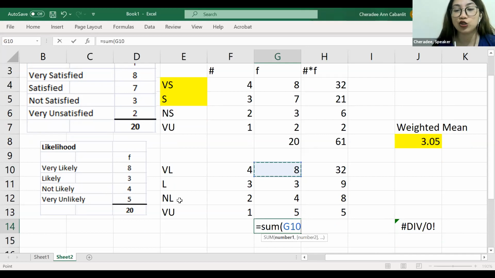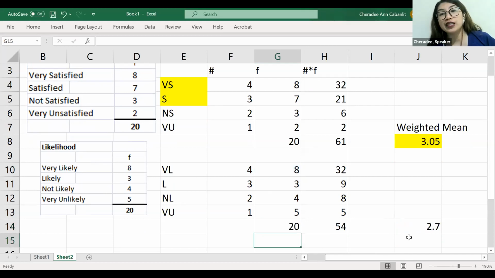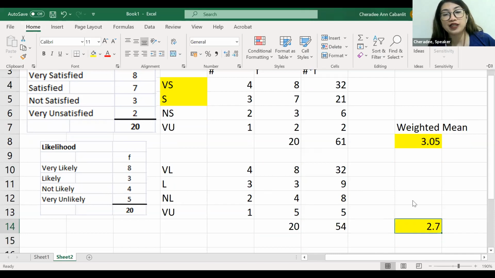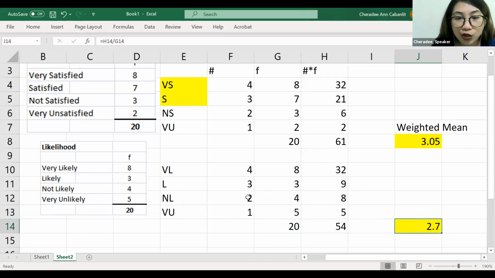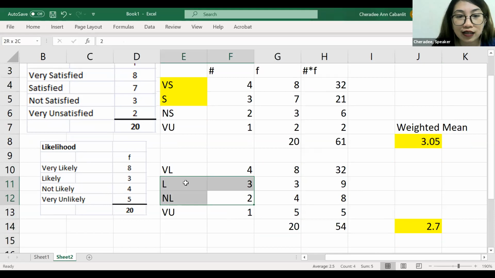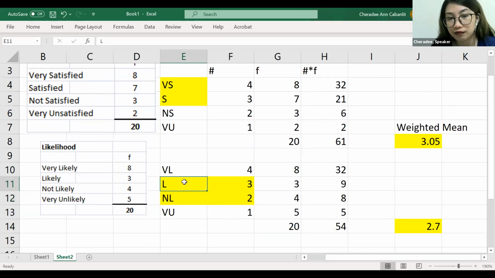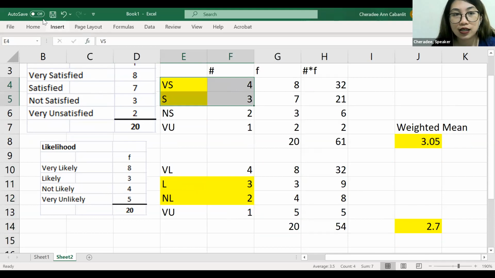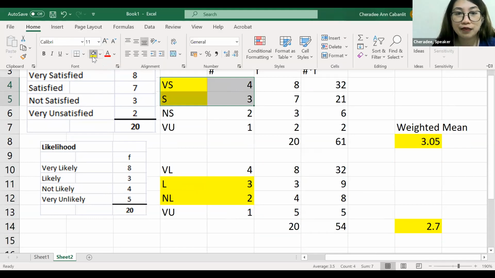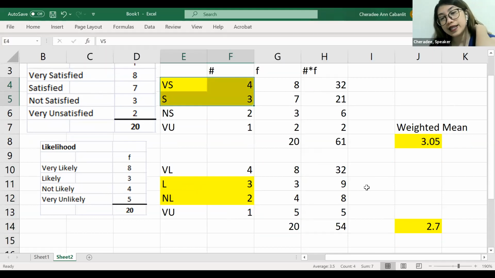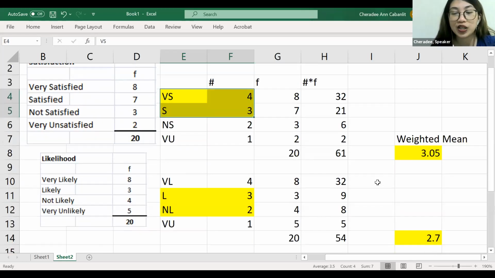That's the number you interviewed. So therefore, the score is 2.7. How do you interpret 2.7? That's in between 2 and 3, right? In between not likely and likely. So it's either they will buy or not buy the choco bars. So that's how you do weighted mean.